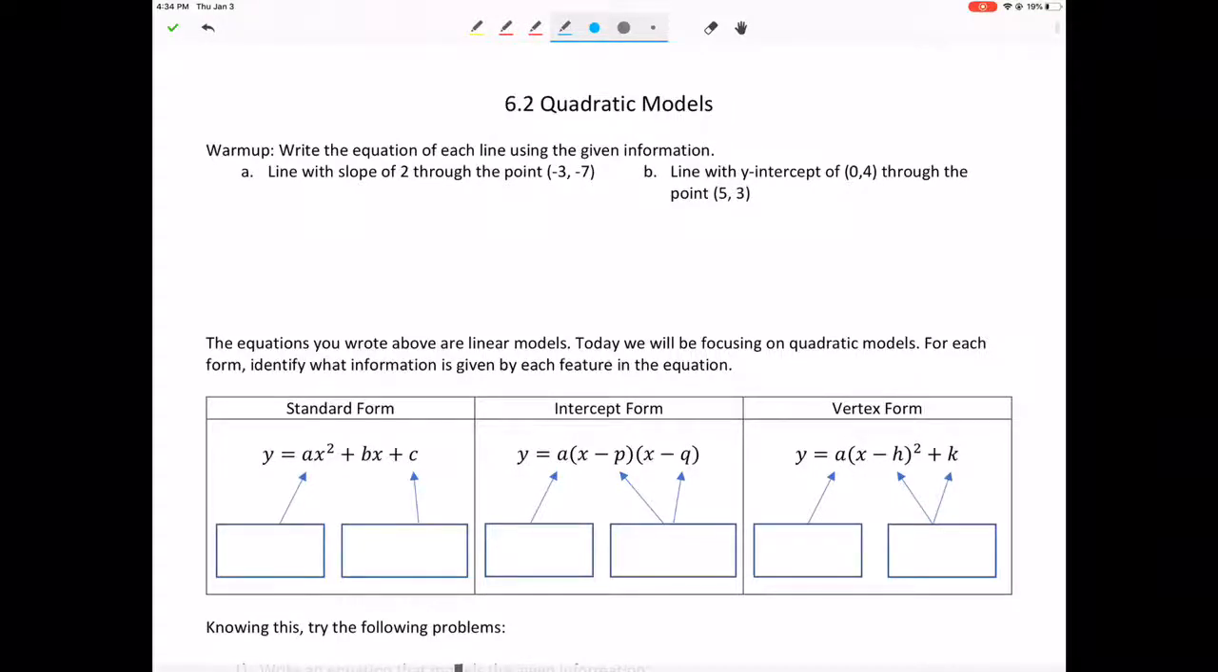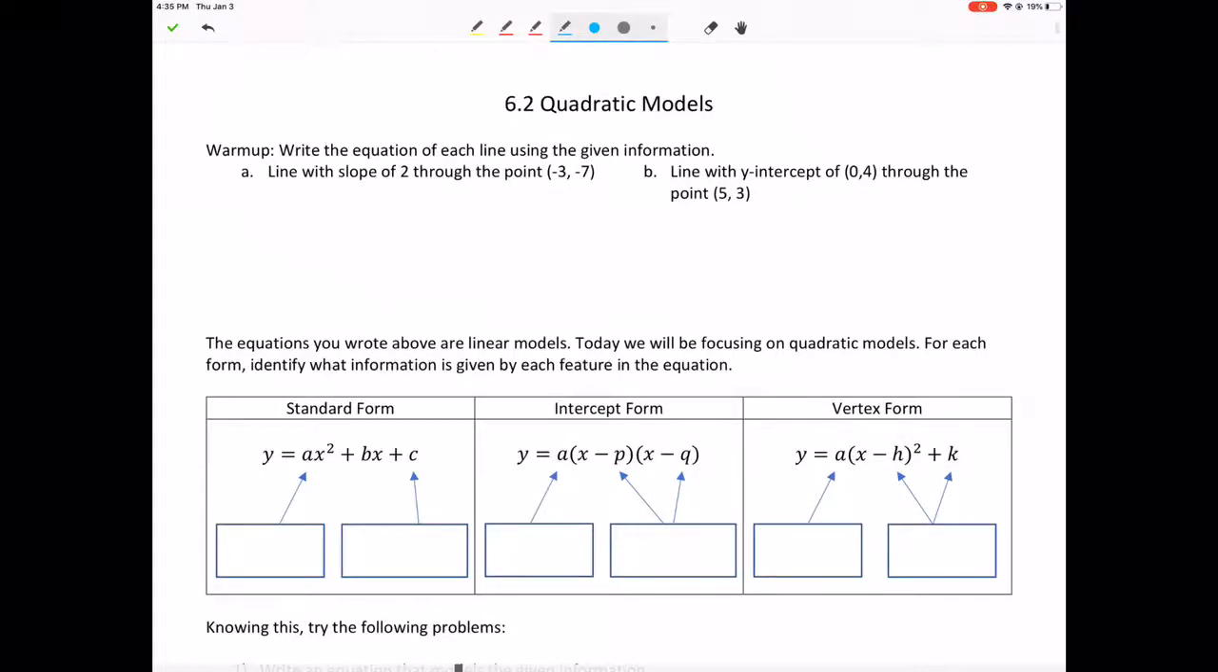Okay, so let's start by reviewing what you did in secondary one. In secondary one, you did linear equations, and I hope you ran into problems that kind of look like this. Write the equation of each line using the given information. For A, it says a line with a slope of 2 through a point (-3, -7).